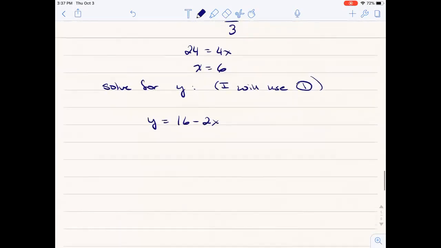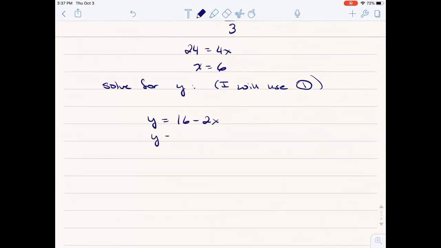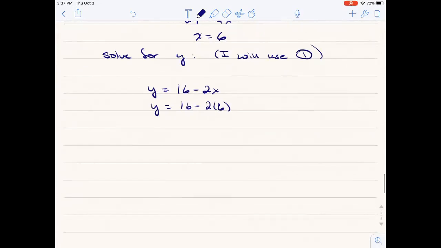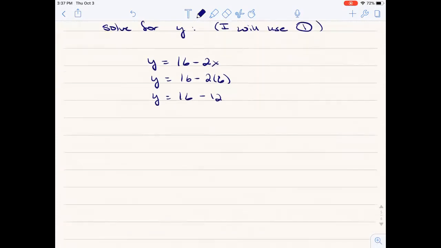Yeah. So y is 16 minus 2 times 6. So y must be 16 minus 12. y is 4. Now we can say, therefore, the intersection D is when x is 6 and y is 4.